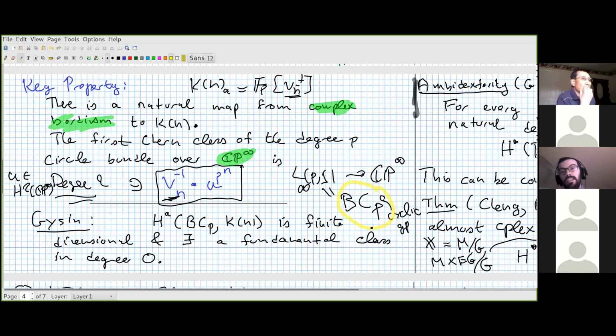Of course, the finite dimensionality, the finite rank, that's over K_n. Over K_n, yes, the cohomology of the classifying space is finite dimensional. And there is a fundamental class. What I mean by a fundamental class in degree 0 is that the homology is also finite dimensional. That's not very hard. And then there is an element which, just to be perverse, I will call the fundamental class of BC_p, and it lives in the homology in degree 0.